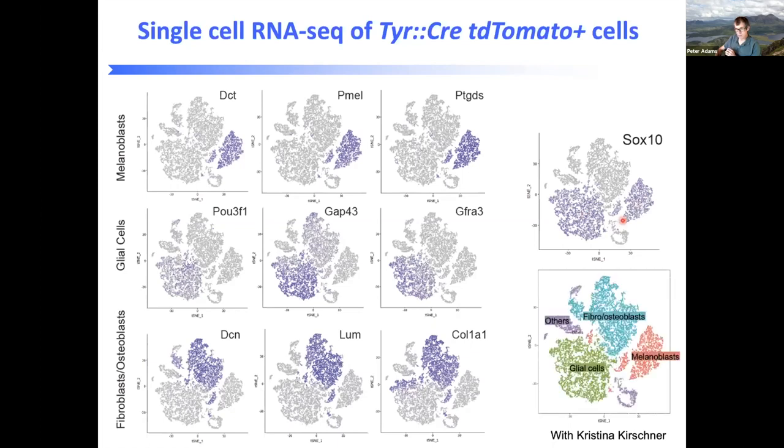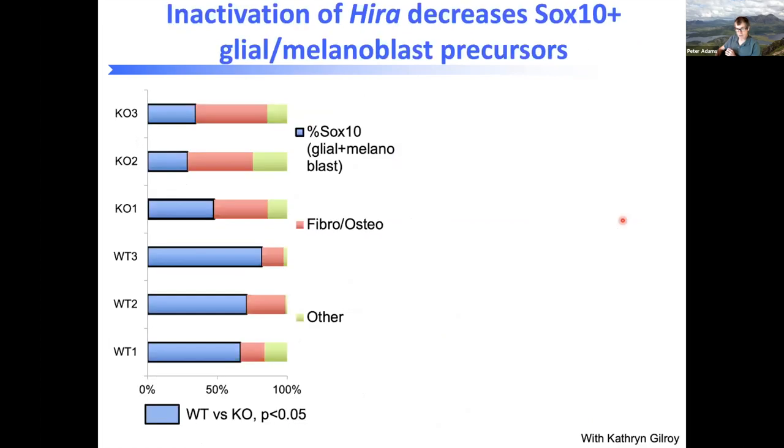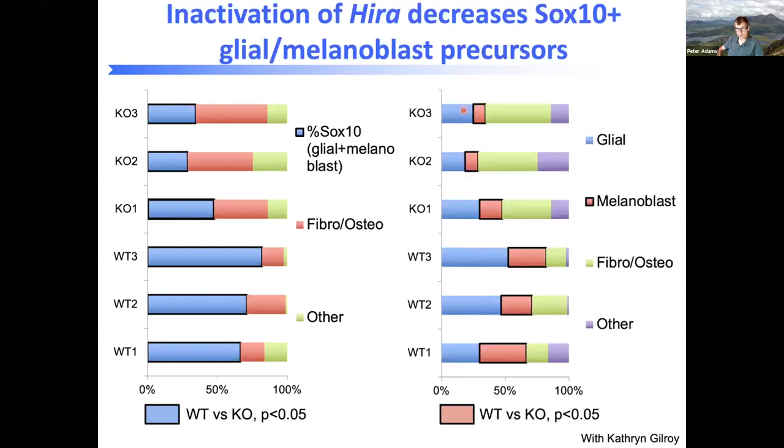And then obviously what Farrow and Karthik were interested in was to compare the abundance of these populations of cells between the wild type and the knockout embryos. And you can see that in the wild type embryos, the majority of the cells were these SOX10 positive glial and melanoblast precursors, as expected. But in the knockout embryos, there was a big decrease in the number of those cells and a big increase in the number of this mesenchymal cell population. And you can see if we break that down further into the glial cells and the melanoblasts, there is a significant decrease in the number of melanoblasts in the knockout embryos compared to the wild type embryos.